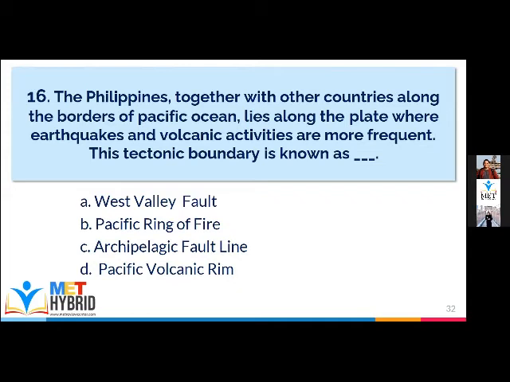Yes, and you are correct. B, the Pacific Ring of Fire. Basically, the Philippines is one out of several countries found on this particular tectonic boundary. Your Pacific Ring of Fire is characterized by very active volcanic activities. So maraming volcanoes, and therefore maraming movement ng boundary. And if you have movements of these tectonic plates, then you also have an ample amount of earthquakes. Okay? So that's the Pacific Ring of Fire. Next, we go to 17.